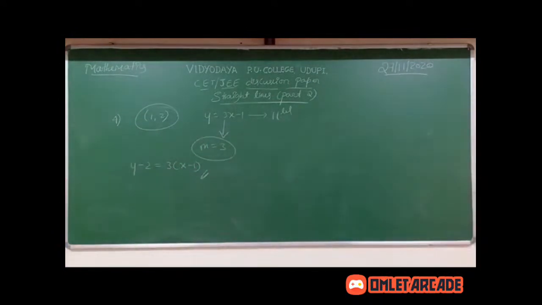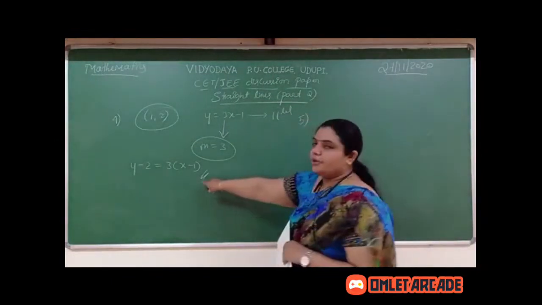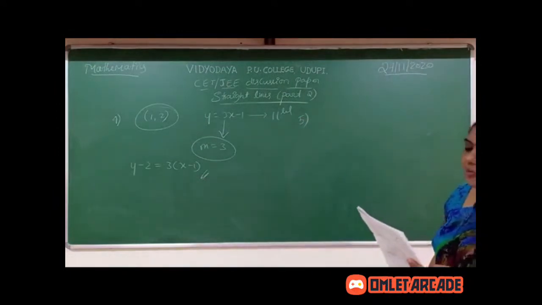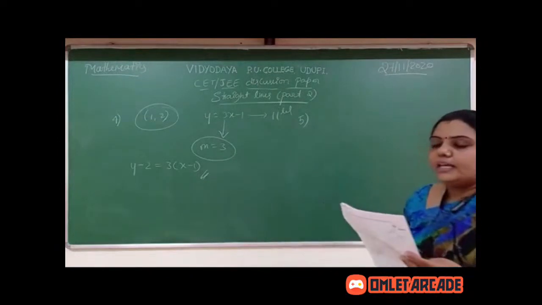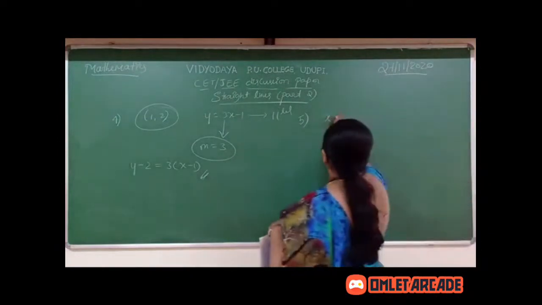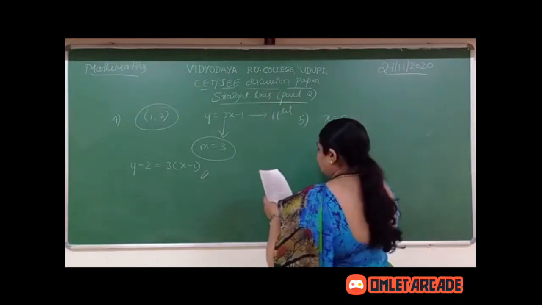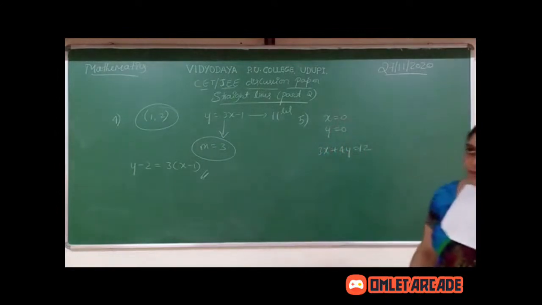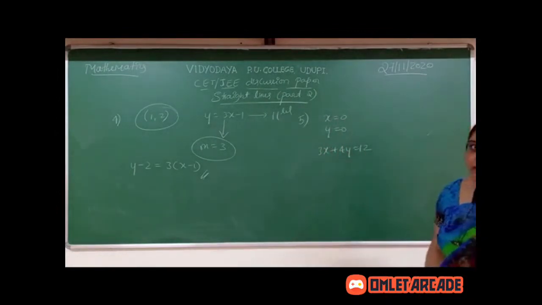Next, fifth question. We'll see the fifth. So here the third option is the right answer. Fifth one: area of the triangle formed by the lines x is equal to 0, y is equal to 0, and one more equation, 3x plus 4y is equal to 12. So we need to find the area of the triangle formed by these lines.